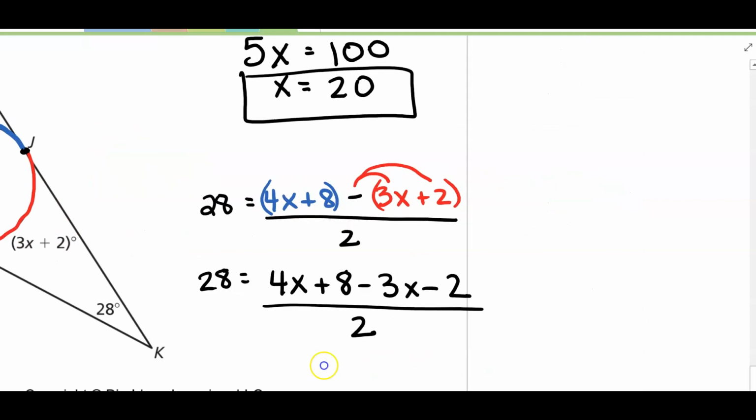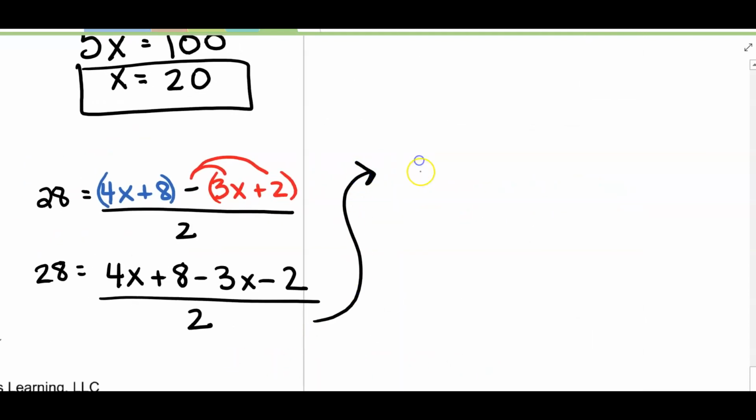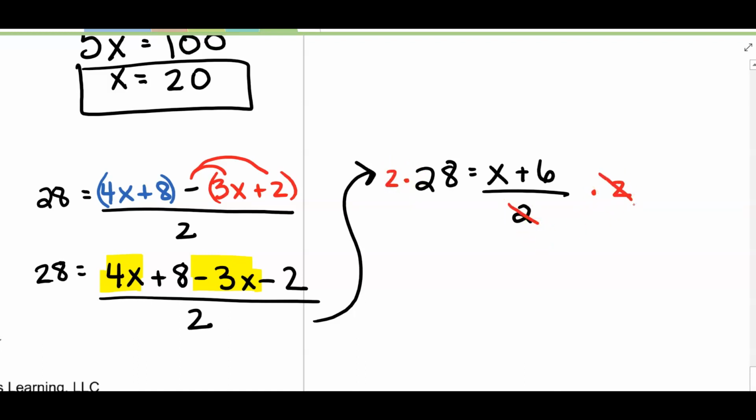I can combine like terms here. I have 28 is equal to, I have 4x minus 3x, so I have 1x. And then I have 8 minus 2, so that gives me 6. Don't forget that still divide by 2. Multiply both sides by 2 in order to get rid of this denominator. So 28 times 2 is going to give me 56. 56 equals x plus 6. I subtract 6 from both sides, and I finally find that x is 50.